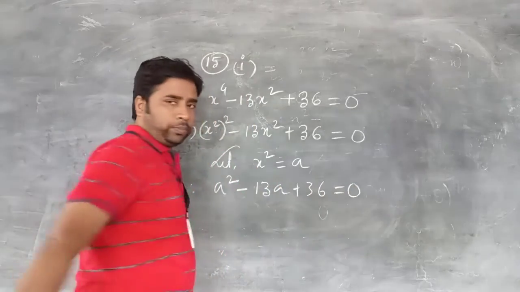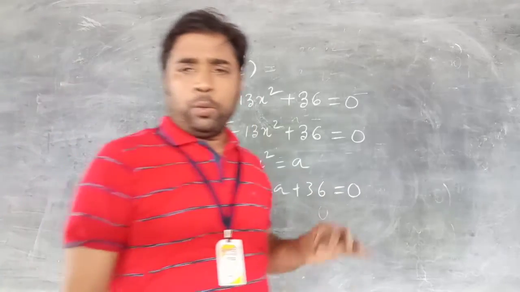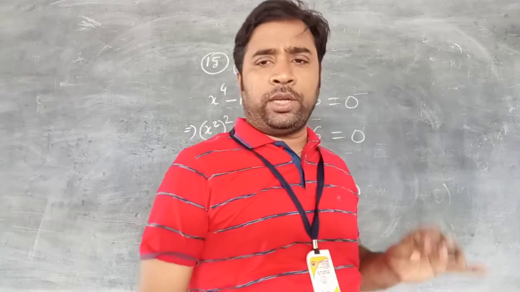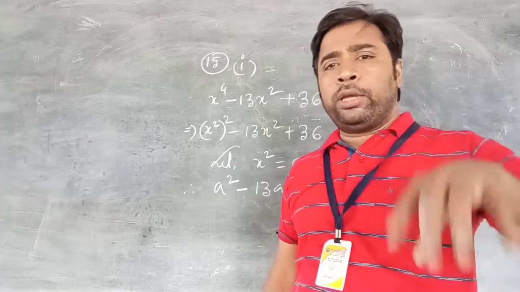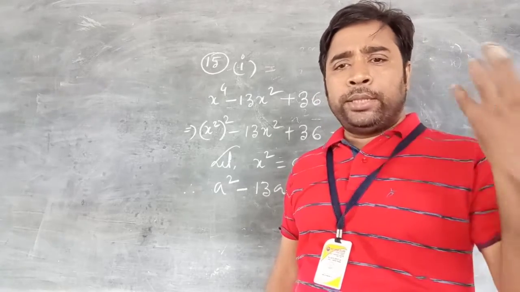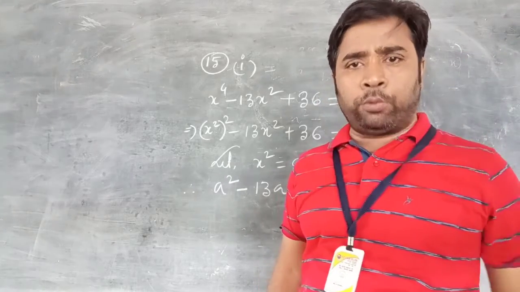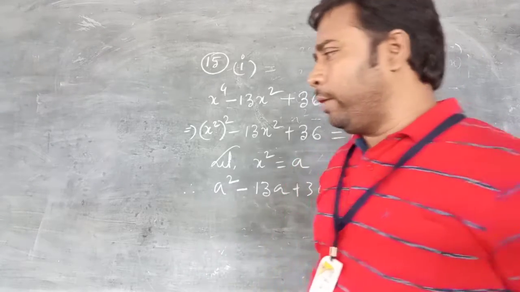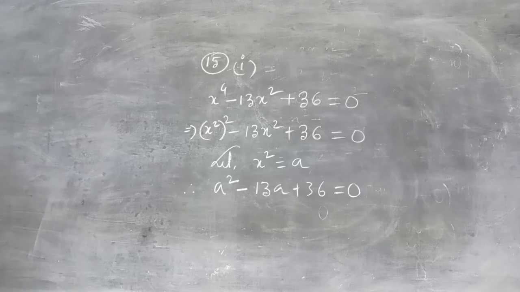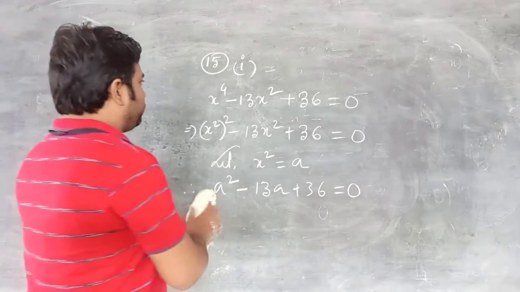So this is the rule. Remember, whenever in a particular equation the degree is 4, we shall consider x square equal to a, or you can consider x square equal to y also, no problem. Then we shall find the value of a or y. So here we have considered x square equal to a, so we shall find the value of a first. After that only we can find the value of x. Okay, so let us find the value of a.